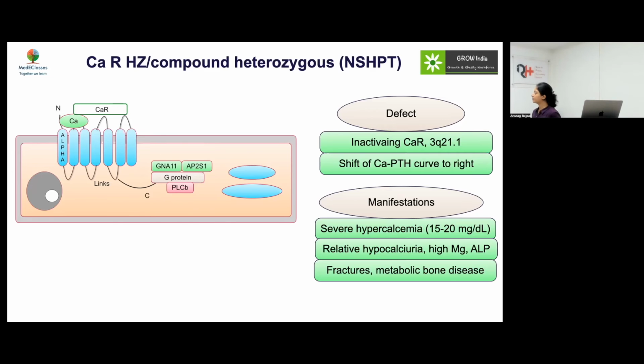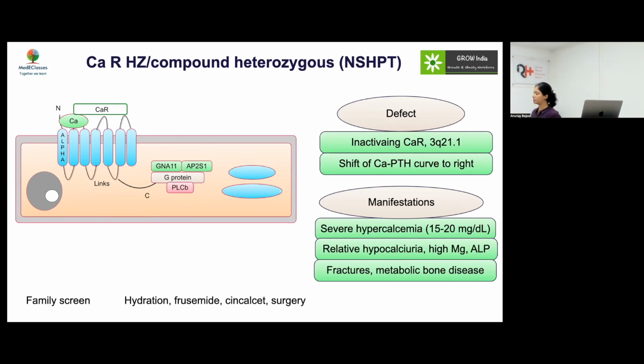So the major presentation is in the newborn period with dehydration, failure to thrive. Those features are more common in that setting. Since there is a receptor mutation, your PTH levels are also high. So despite hypercalcemia, there is increased bone resorption resulting in fractures and metabolic bone disease. Here one has to go for a family screening.